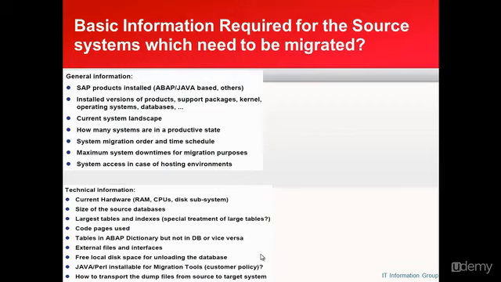And tables in the ABAP dictionary. So basically we need information about what tables are in the dictionary but not in the database, and vice versa. We need to collect information about the external files and interfaces, and about the free disk space for unloading the database, because when we are performing a migration, the first step is to export the database out of the source system.